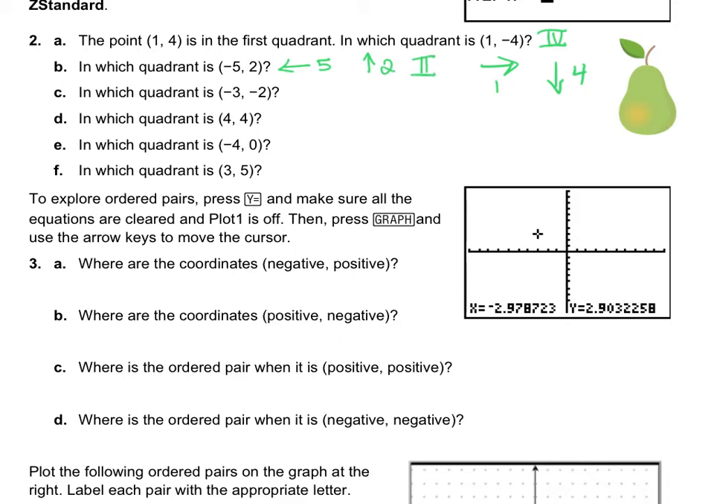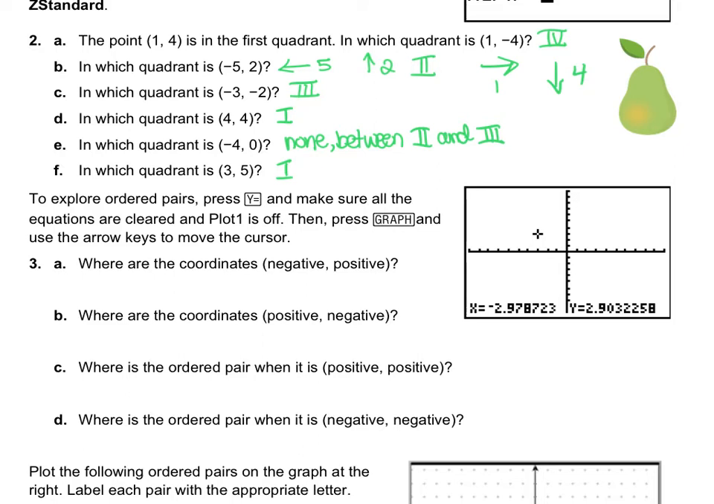So I'll have you do C, D, E, and F together. Pause this, and I'll have the answers for you in a moment. And here are the answers. Okay, now let's take a look at number 3 together, and then we'll finish with the actual pairs activity.